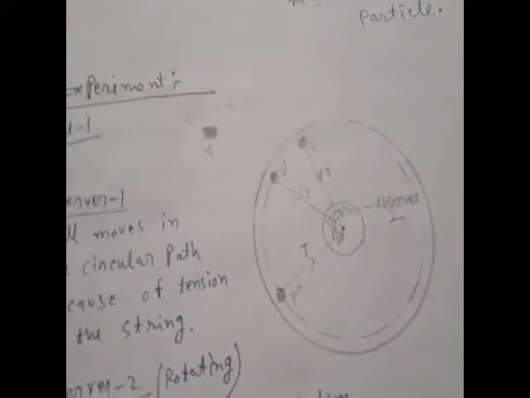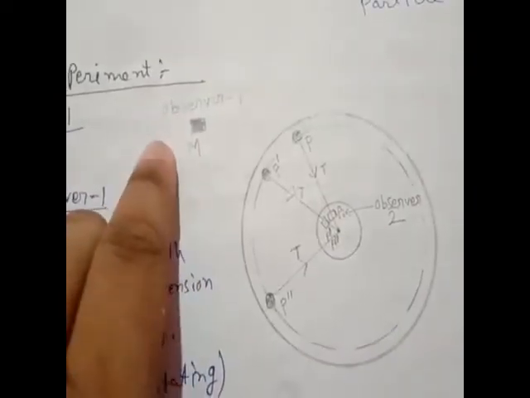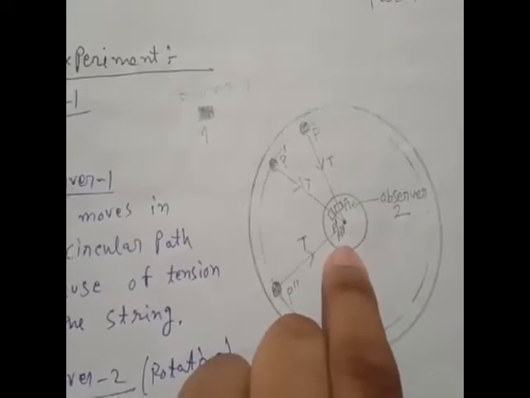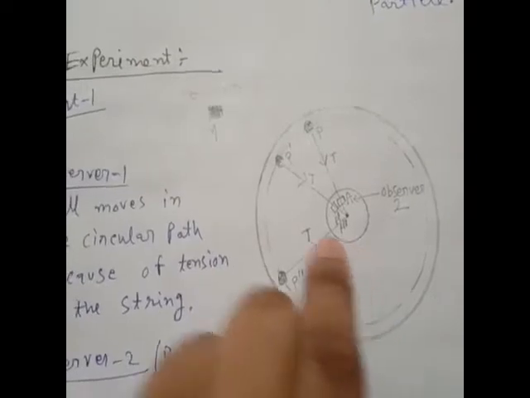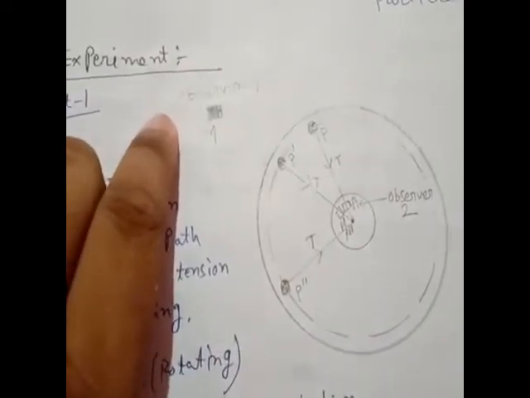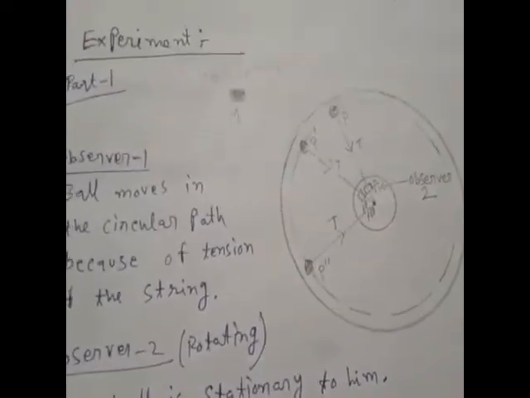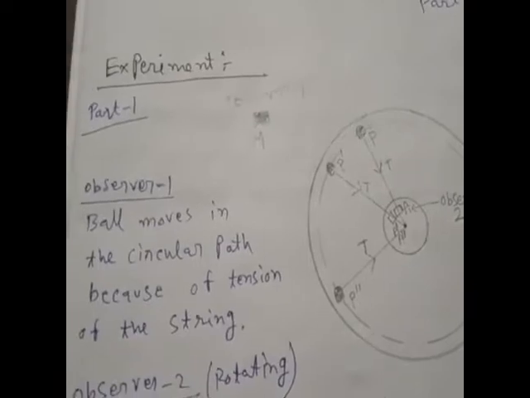There are two observers. Here is observer 1 and here is observer 2. Observer 1 is at rest on the ground and observer 2 is on the merry-go-round. So observer 2 is in the rotating frame and observer 1 is on the ground, that means the rest frame. Now when the merry-go-round starts rotating, what happened?